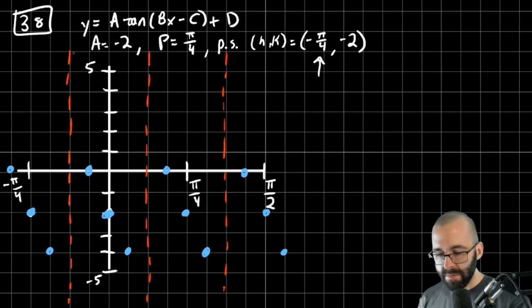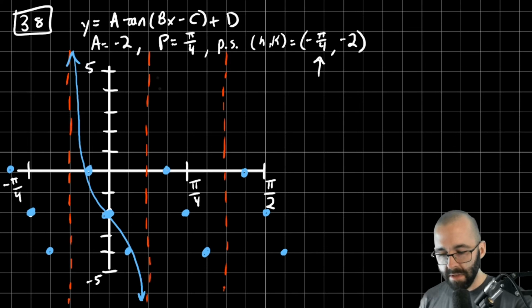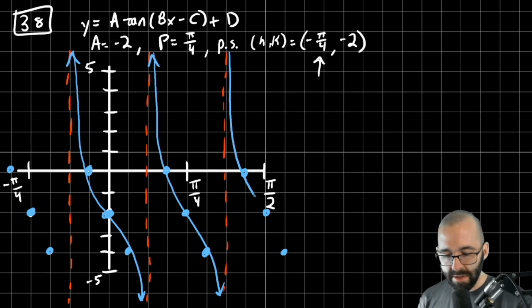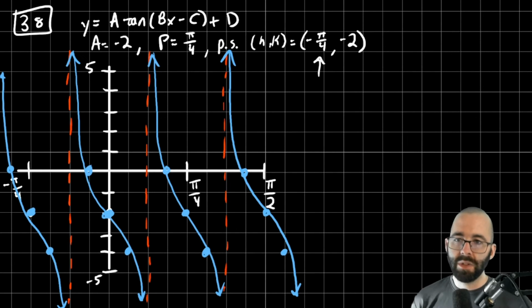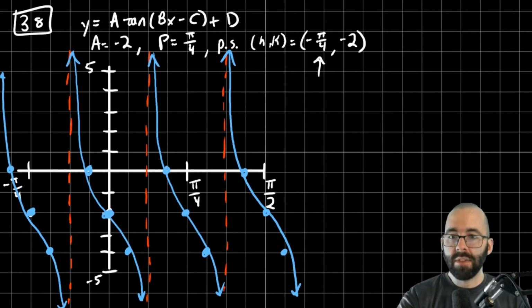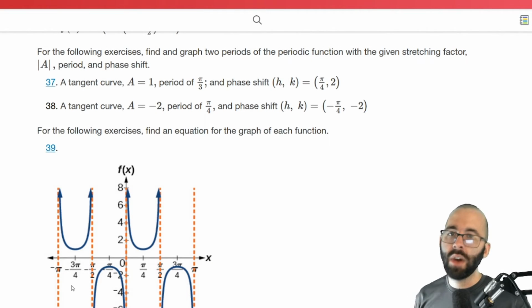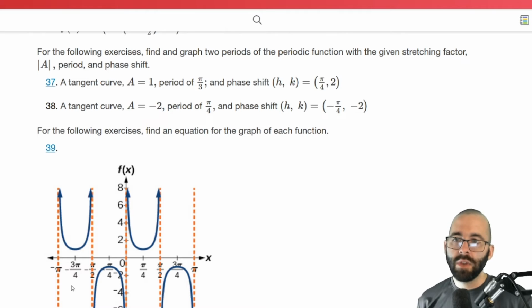And what we're going to get is a negative tangent graph, which actually is like cotangent, but we're not really going to talk about cotangent graphs that much. And we get something that looks like this. And again, we could draw as many periods as we want. We only needed 2. We drew extra. And I think that's everything that it wanted us to do. Graph 2 periods, given stretching factor, period, and phase shift. And there we go. We did it.